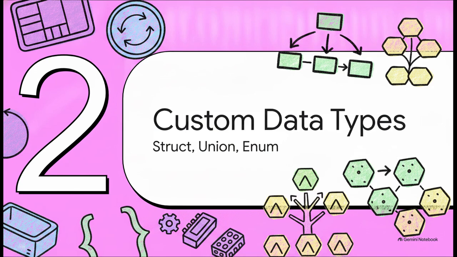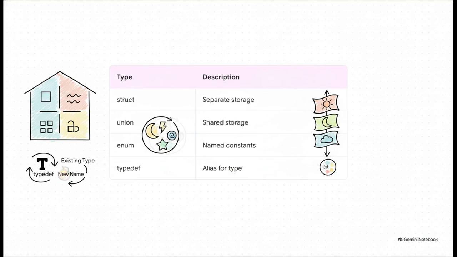Section 2, custom data types. Let's see how C++ lets us organize our information. C++ gives us some incredibly flexible ways to group data. Look at this first row. A struct is basically like a house, where every variable gets its own separate room. If your struct has an integer and a character, they both live happily and safely in their own separate storage. A union, on the other hand, is kind of like a timeshare. All the members share the exact same memory location, meaning only one value can safely be active at a time.